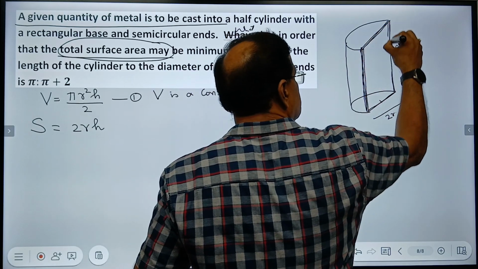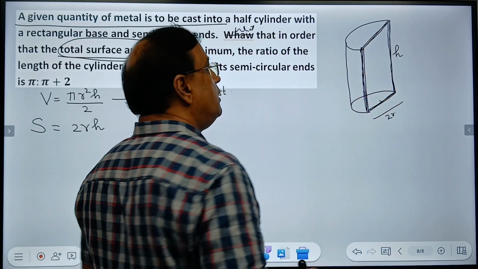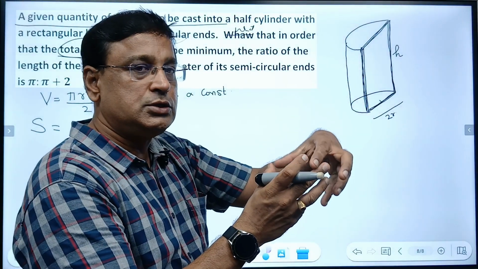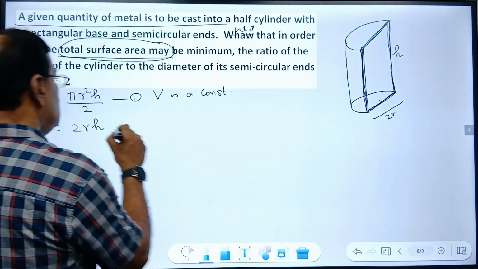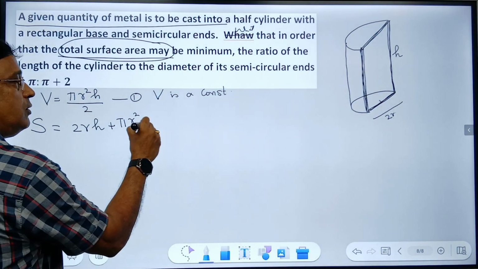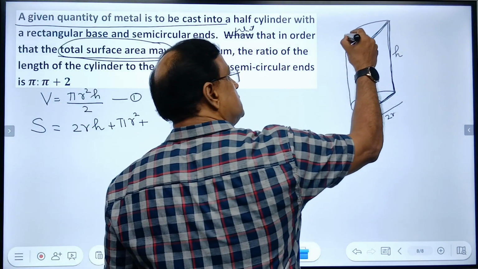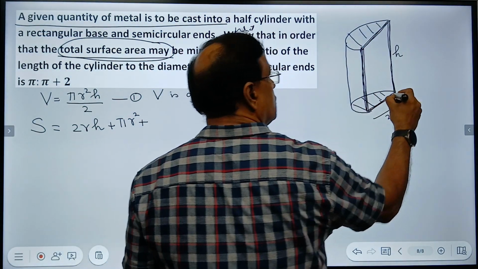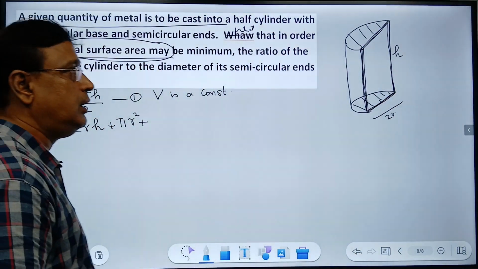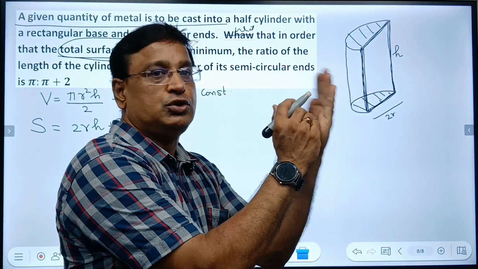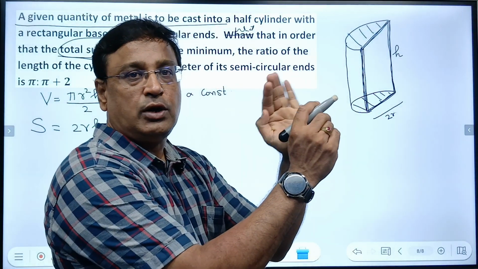So this area is calculated already. Now it has two semicircles. When you put two semicircles together, you get one single circle, so I will call it pi r square. So I have exhausted this area also. Correct? This area is also exhausted, and I have already exhausted the rectangular portion. Now the curved portion is not included.